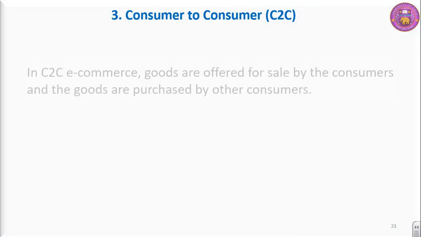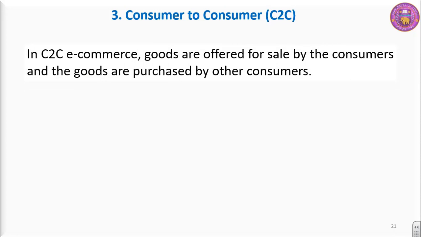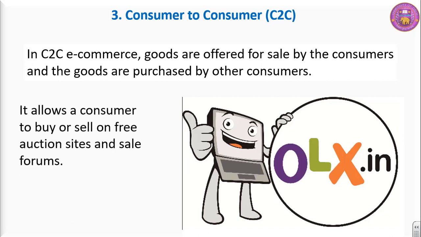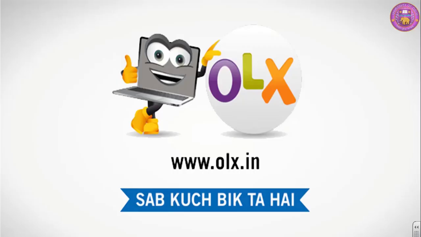The third category is consumer to consumer, C2C. In C2C e-commerce, goods are offered for sale by the consumer and goods are purchased by the other consumers. The best example in the present context can be seen in OLX.in. It allows a consumer to buy or sell on free auction site and sale forums. Again OLX, सब कुछ बिकता है.